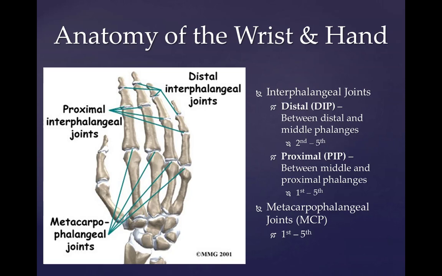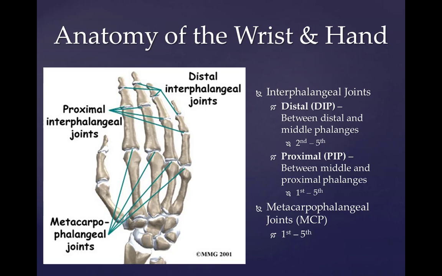Each thumb has 2 joints. It has a metacarpal phalangeal joint, or MCP joint, which is the joint at the base of the finger, and an interphalangeal joint, or IP joint, the joint in the middle of the 2 phalanges. Each of the fingers has 3 joints. A metacarpal phalangeal joint, or MCP joint, is the joint at the base of the finger. A proximal interphalangeal joint, or PIP, is the joint in the middle of the finger. The distal interphalangeal joint, or DIP, is the joint closest to the fingertip.